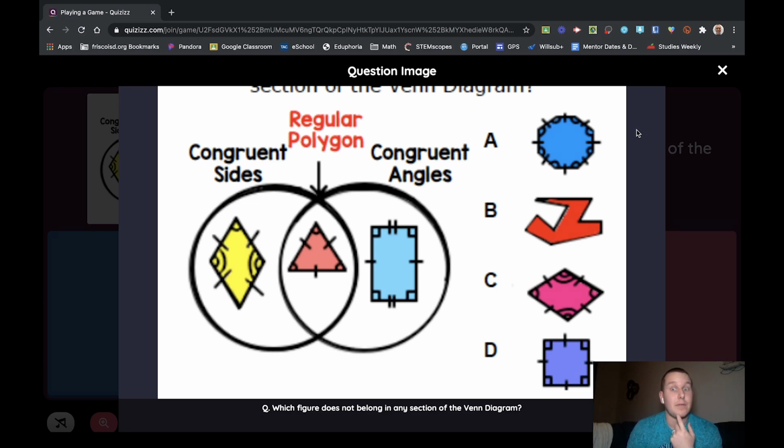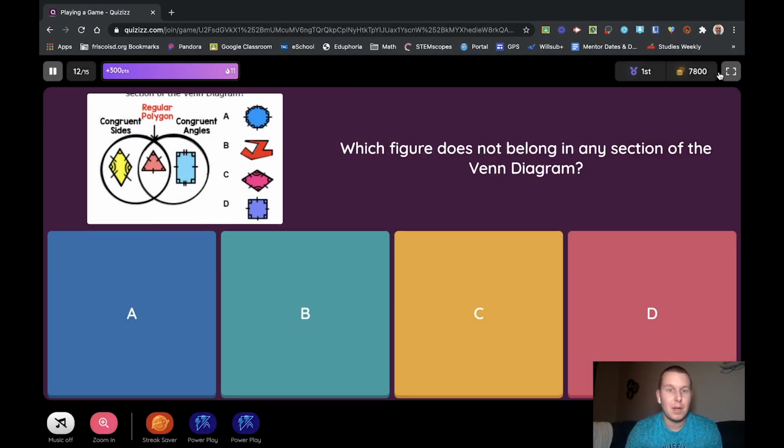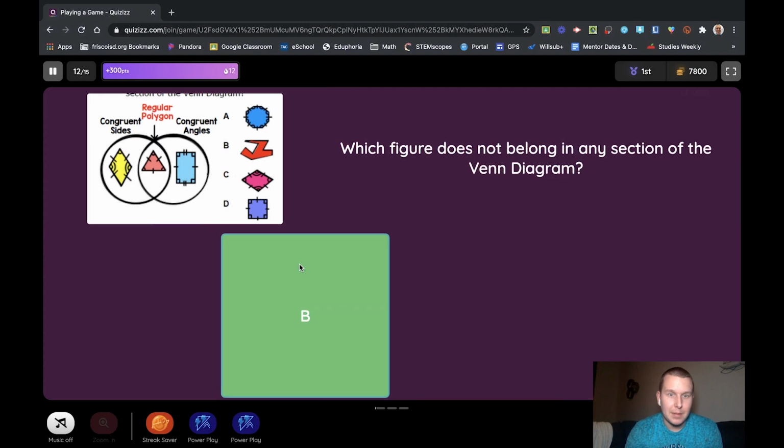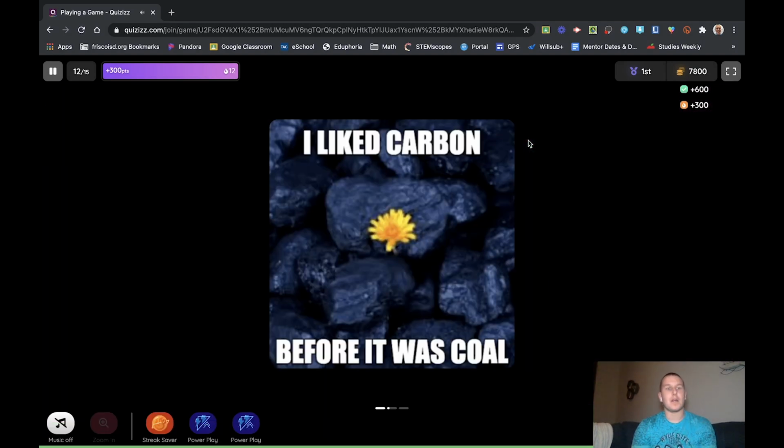B, that is a funky polygon. I would not want to meet that in a dark alley. I'm thinking B is probably going to be the answer, but let's keep looking. C, it looks like it has congruent angles and congruent sides. And D also has that. So the only one that would not really be considered a regular polygon would be B. So yeah, that's not going to be a regular polygon.